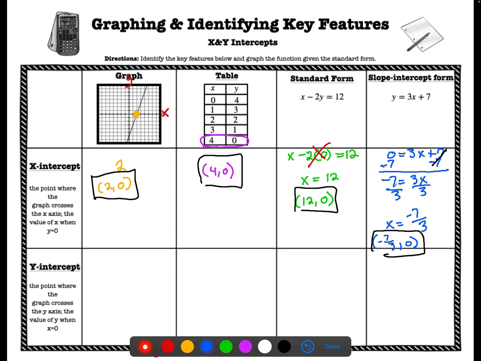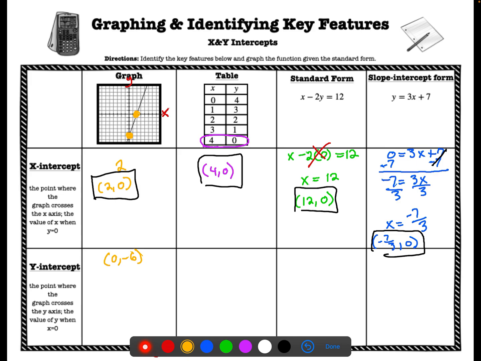That would be about right here. And we ask ourselves, what number is that? Well, 1, 2, 3, 4, 5. Looks like it's about 6. So, actually, negative 6. So our y-intercept is (0, negative 6).